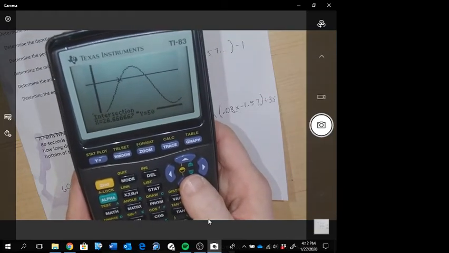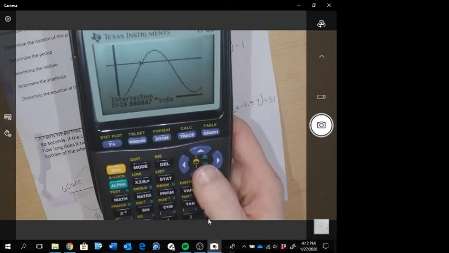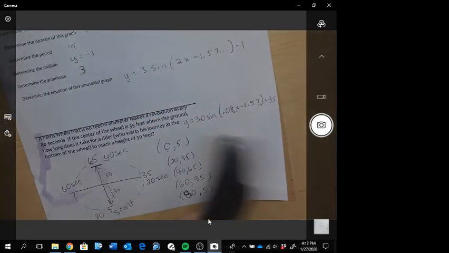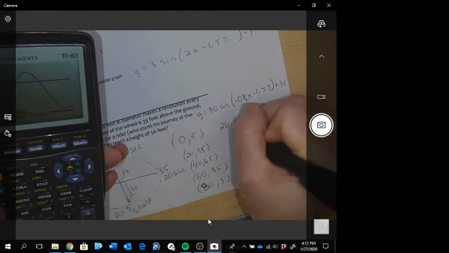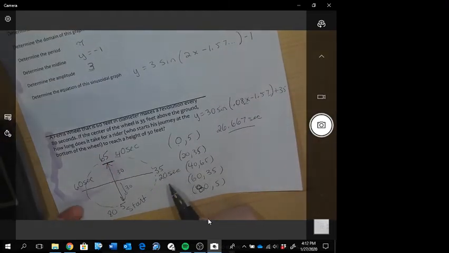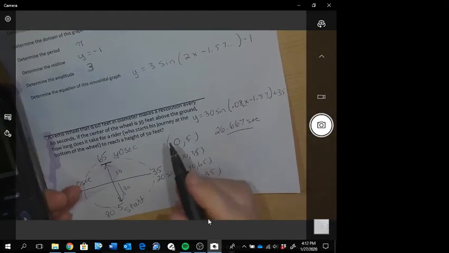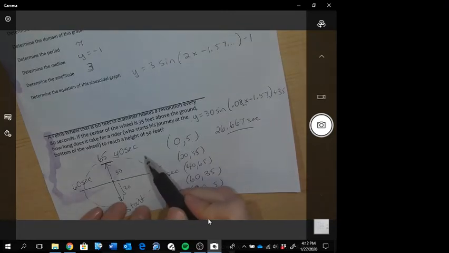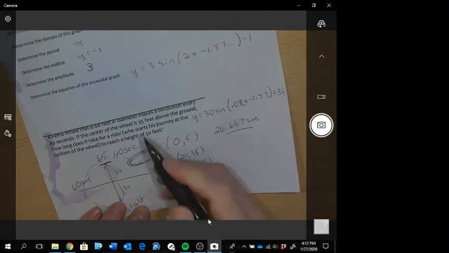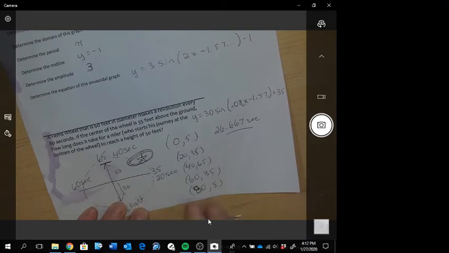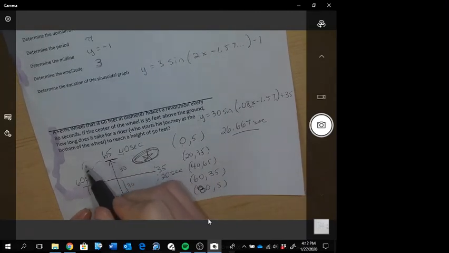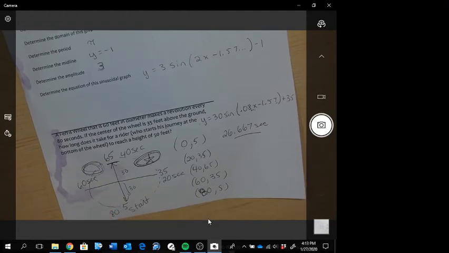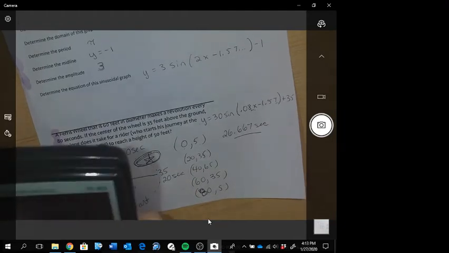And at 26.66 seconds, you will reach that height. So somewhere right here. Then you go up, and then you'll also be descending, and you'll reach 50 feet again over here. So we could find this one as well.